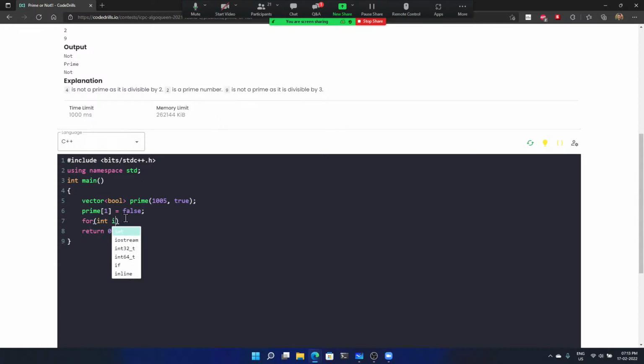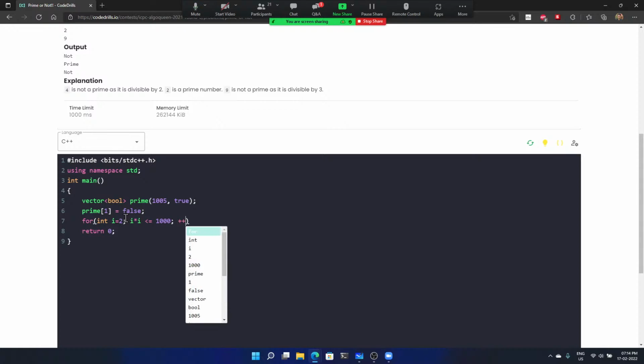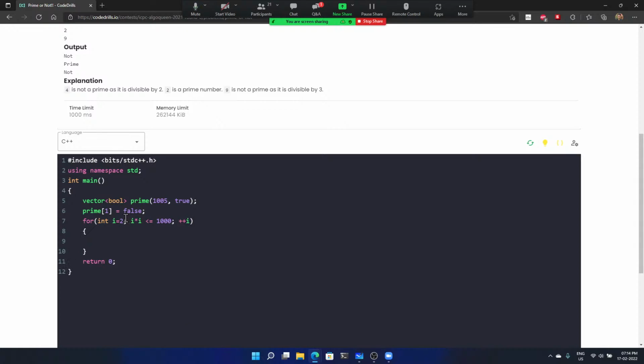Now for int i is equal to 2, i star i less than or equal to 10 power 3 plus i. Now I have to check if this is a prime number. If not prime of i, I'll do continue. I don't want to find non-prime numbers' multiples. I am only finding multiples of prime numbers.